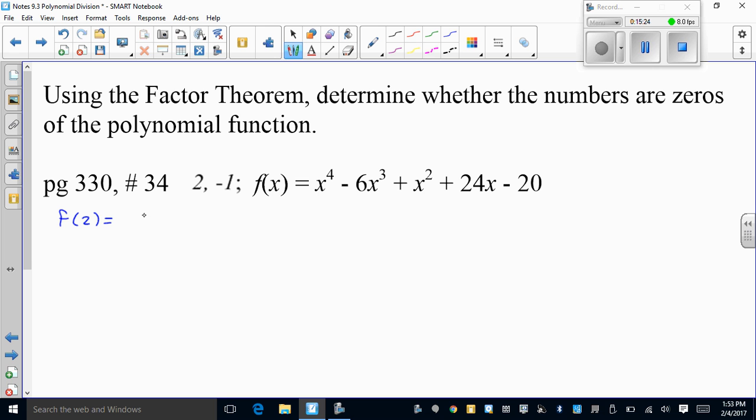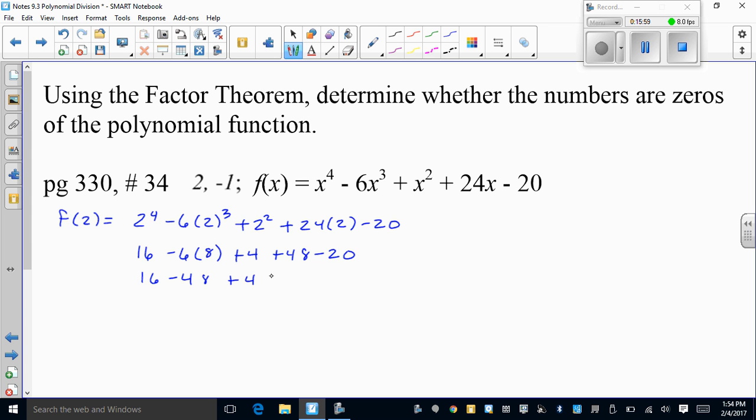So we have 2 to the 4th minus 6 times 2 cubed plus 2 squared plus 24 times 2 minus 20. And that gives us 2 to the 4th is 16 minus 6 times 8 plus 4 plus 48 minus 20. So 16 minus 48 plus 4 plus 48 minus 20. Well, the 48s are going to cancel out, and 16 plus 4 is 20, so we have 20 minus 20, which is equal to 0. So f of 2 equals 0. It implies x minus 2 is a factor.